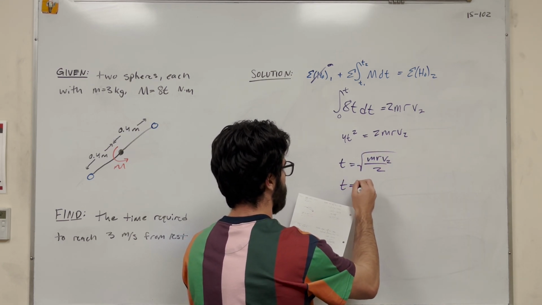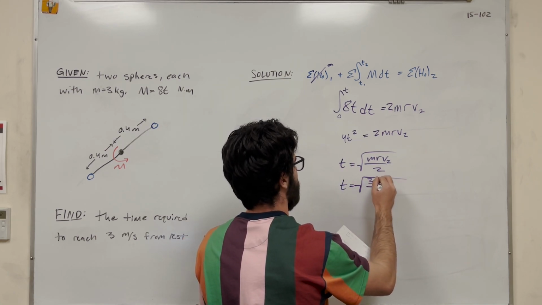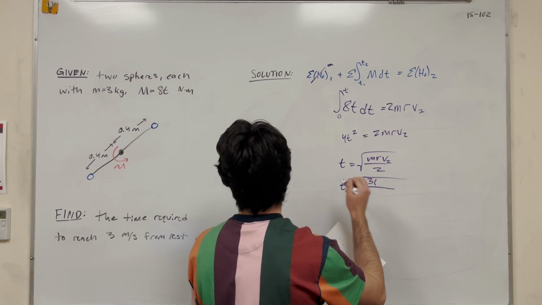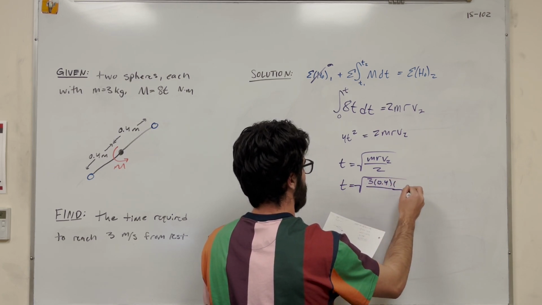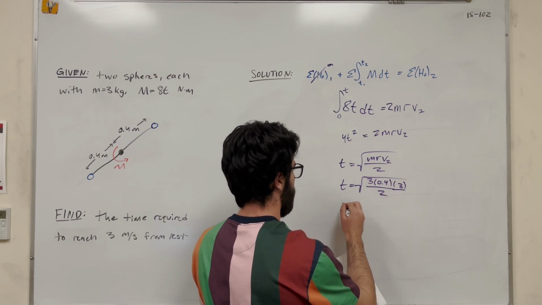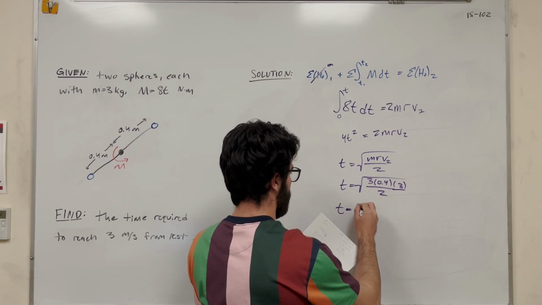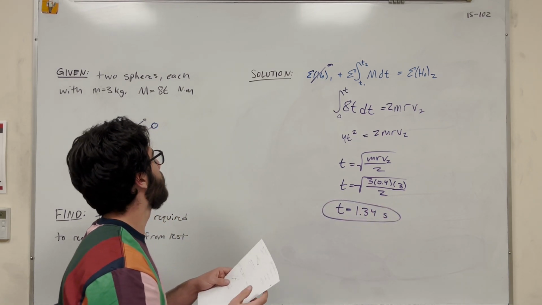So let's plug in the numbers. It's going to be the square root. The mass is 3 kilograms. The radius, what is the radius? It's 0.4 meters. Velocity 2 is 3 meters a second, that's what we wanted to reach. And then this 2 on the bottom. So you solve this, you get the time is equal to 1.34 seconds. And there we go, we solved the problem.